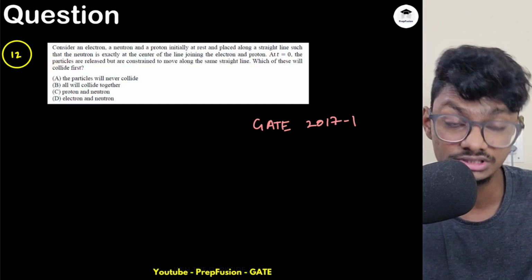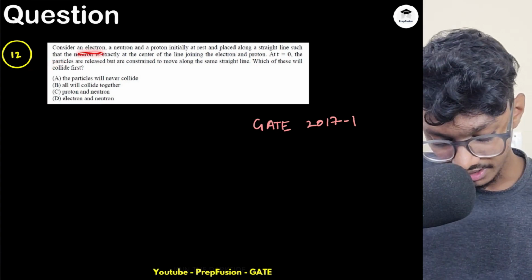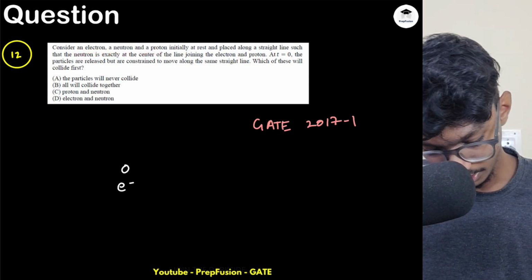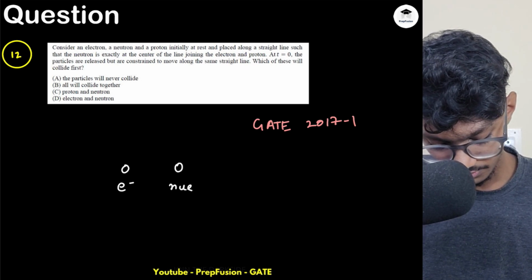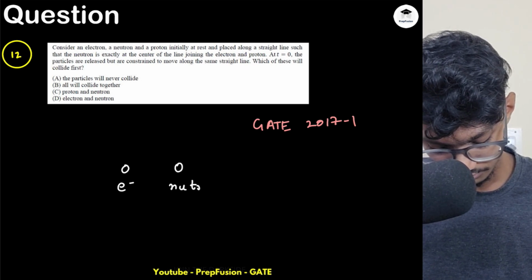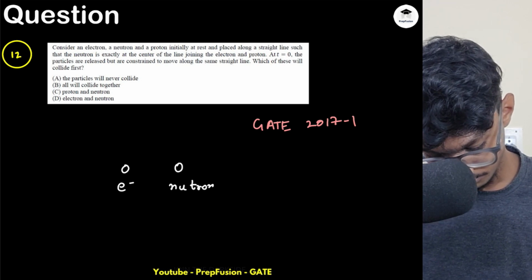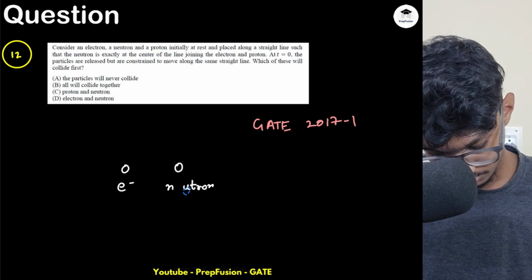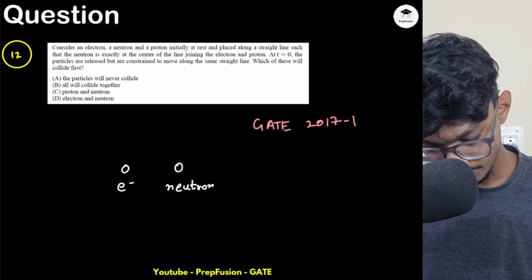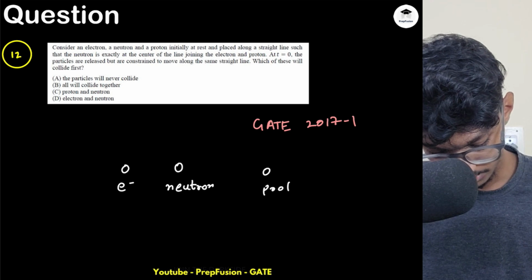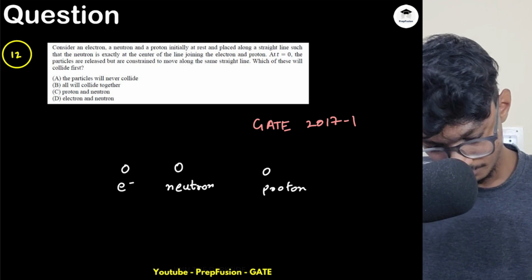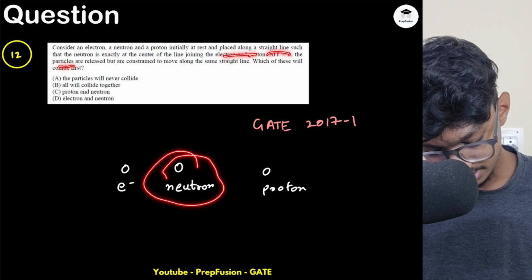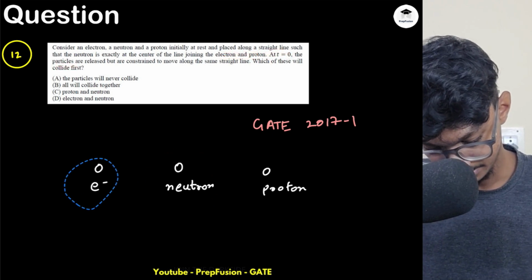Let's solve this next question. This question is very, very interesting. Consider an electron, a neutron and a proton initially at rest. So I have an electron, neutron, and proton. Initially at rest and placed along a straight line such that the neutron is exactly at the center of the line joining them. So neutron is exactly at the center.